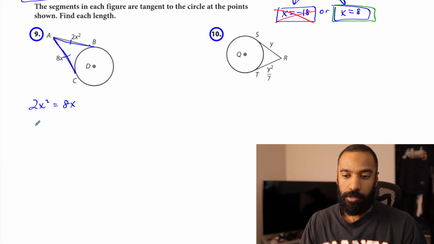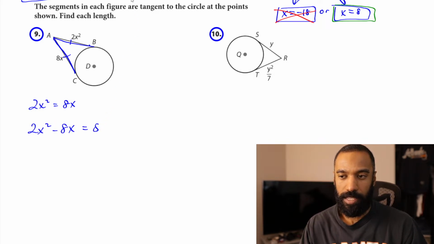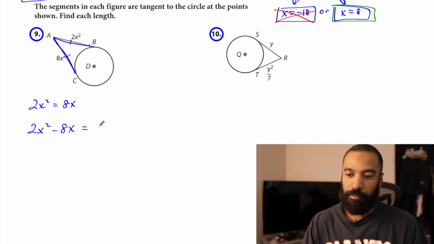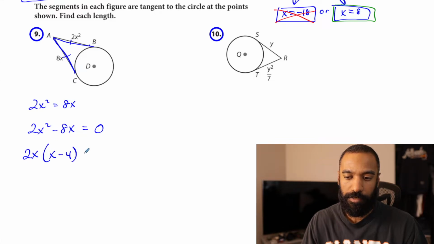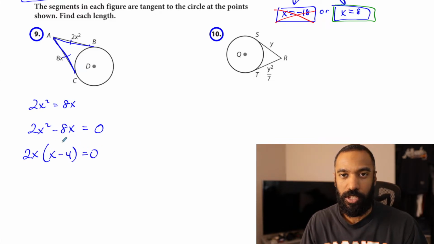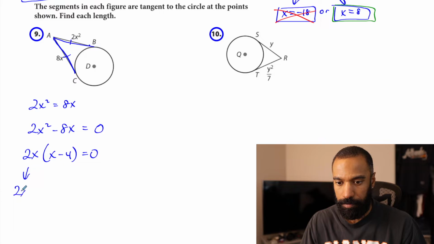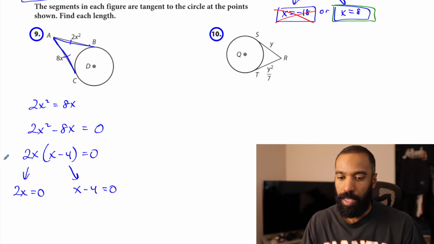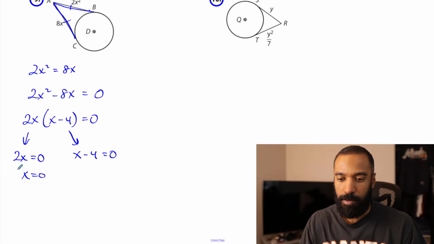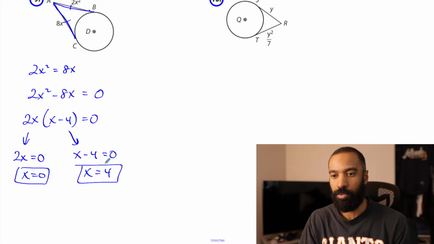So if I subtract 8x from both sides, I get 2x squared minus 8x equals 0. And find a common factor such as 2x. This creates yet another product for us. This allows us to solve using the zero product property. I have 2x times x minus 4 equals 0. Either 2x equals 0 or x minus 4 equals 0. If 2x equals 0, divide both sides by 2, then x equals 0. If x minus 4 equals 0, add 4, x equals 4.